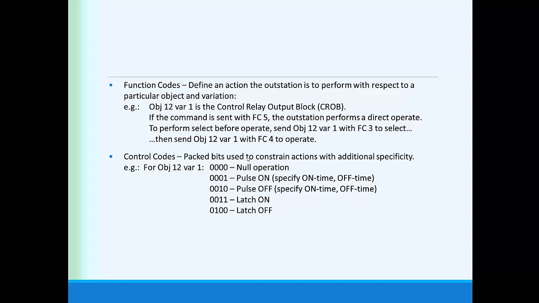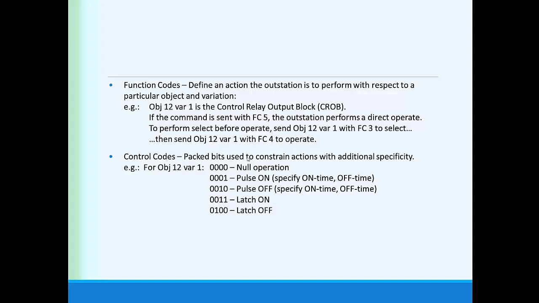So that tells me I want to do a control, but it doesn't tell me, do I want to close this contact and leave it latched? Do I want to pulse the contact? Do I want to select before operate? Do I want to direct operate? All of those finer distinctions are made using function codes and control codes.